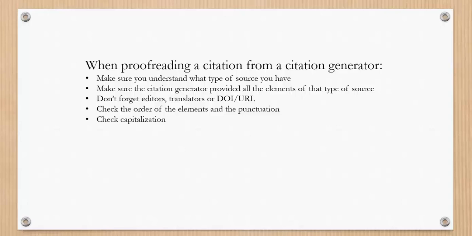Finally, be sure to check the capitalization, especially of things like the title of the article and the title of the journal or the book. Citation generators almost never do these correctly, and that is usually a dead giveaway that you haven't properly proofread your citation.